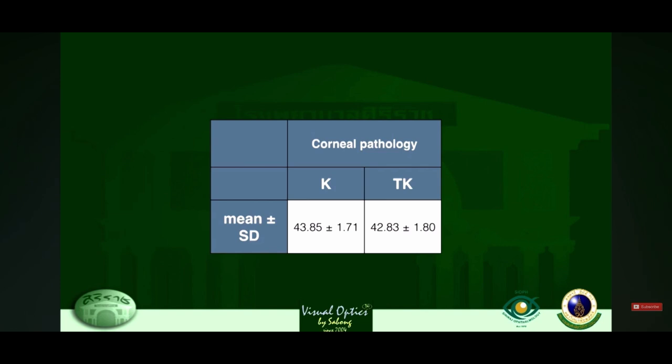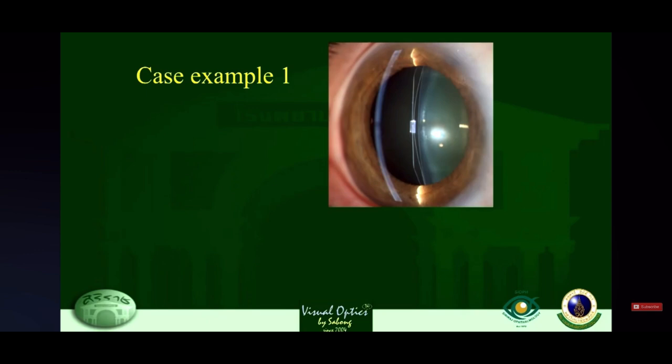Now, it would be better if you use the TK, but you can't do it right away because you have to make sure that this change remains the same. Like the earlier case I showed you as an example, a contact lens warpage, where you probably have to wait a little bit longer. I'm giving you this case example where I use this difference for my calculation.